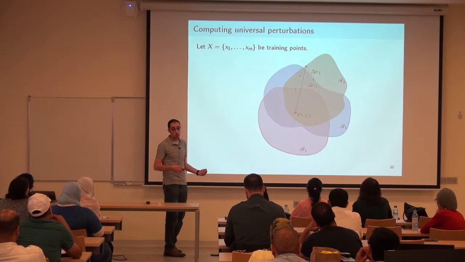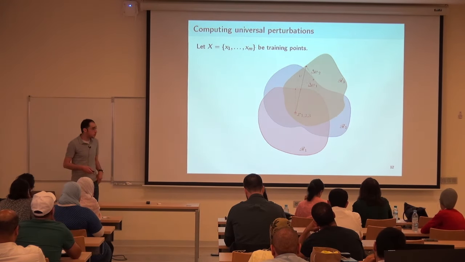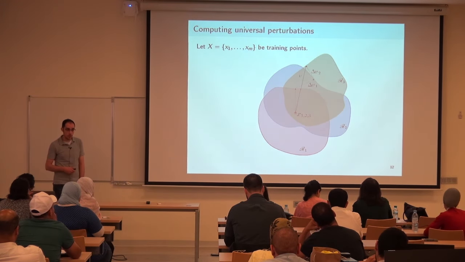The idea is very simple: proceed sequentially, and each time I'm not fooled by the current image, I add a perturbation in such a way as to be fooled by it. And then I aggregate all these perturbations in such a way as to get something that is outside of the union of all these regions.